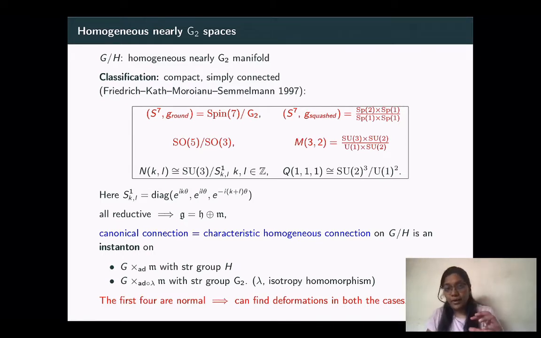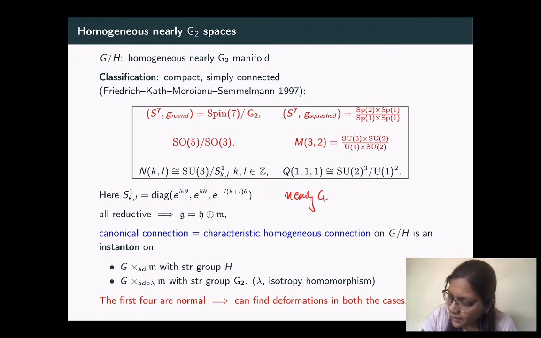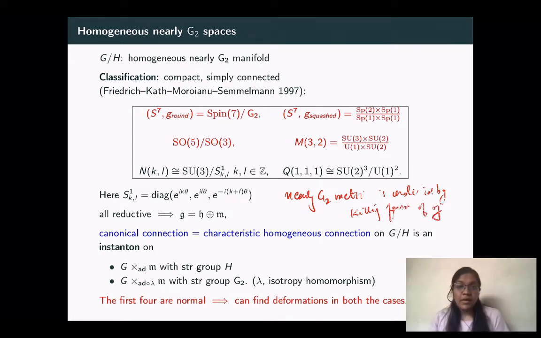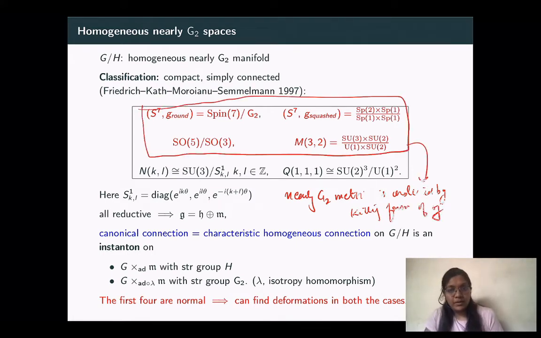So for the first 4 homogeneous spaces, the nearly G2 metric is induced by the Killing form of G. So for these 4, and that is what I mean by normal. So this is what is called normal, and it's induced by this. But for the remaining 2, this is not the case. The remaining 2 are not, the Killing form does not induce a nearly G2 metric. In fact, it's a different metric.